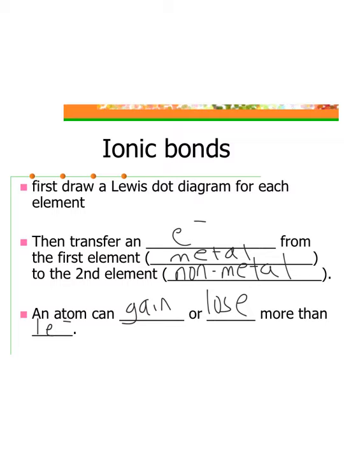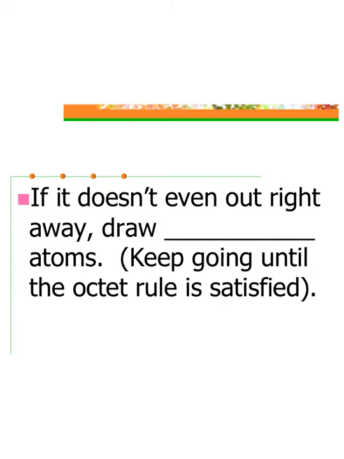So some of them are going to be really easy. Other ones are going to take a little bit more work, but at the end you want the perfect situation for both atoms, that they have a full outer shell, which for most things is 8. If it doesn't even out right away, you're going to have to draw multiple atoms. So if you have 3 to give away and the other one can only take 1, you're going to have to add 2 more atoms to get rid of the other 2. Or if one has 2, one has 3, that's going to be the longest situation. So sometimes you might even have to draw up to 5 atoms.